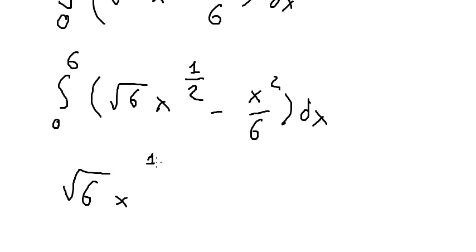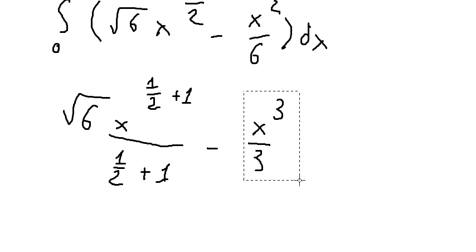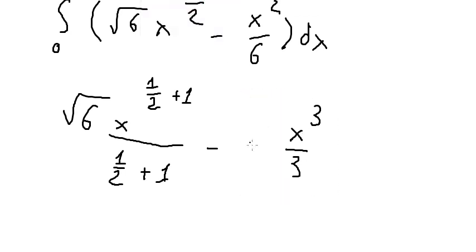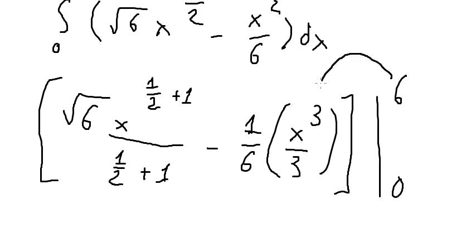That's the power of 1 over 2 plus 1, over 1 over 2 plus 1. This one we have x to the power of 3 over 3 and we multiply by 1 over 6. Now we put number 6 in here, number 0 in here, and we get the final answer.